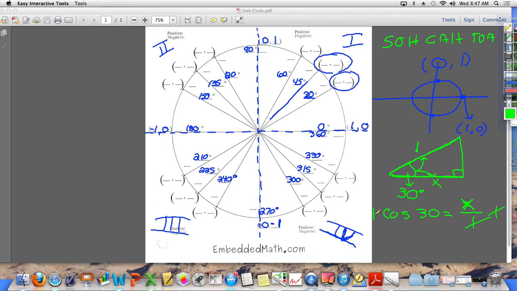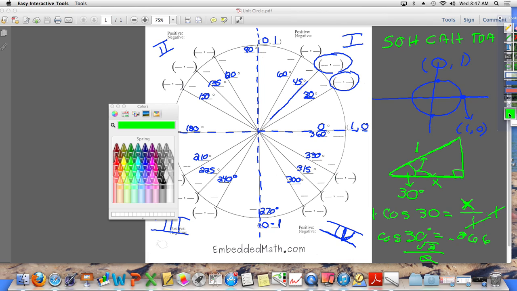The cosine of 30 is 0.866. Now it just so happens that the cosine of 30 degrees is equal to 0.866, and 0.866 is the same thing as the square root of 3 over 2. So that means that the x value of that point at 30 degrees is the square root of 3 divided by 2. The square root of 3 divided by 2.